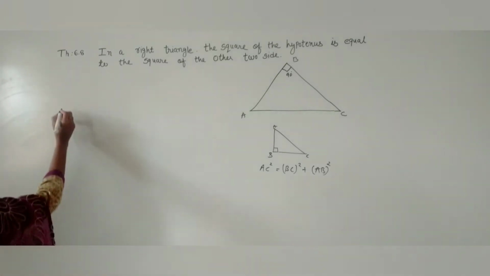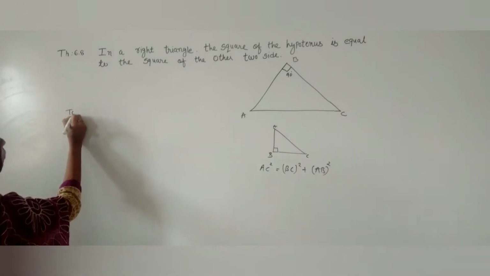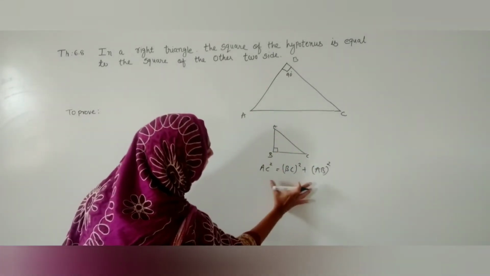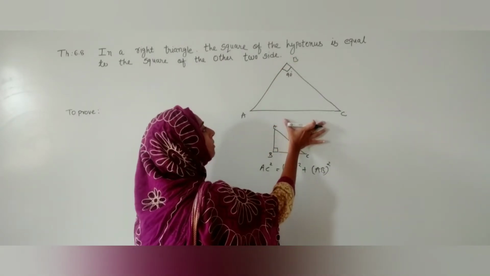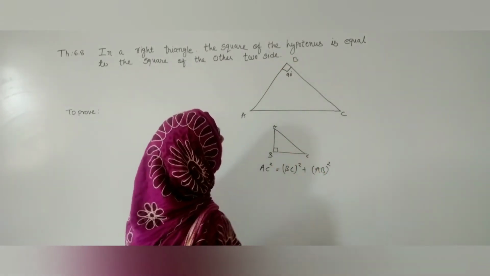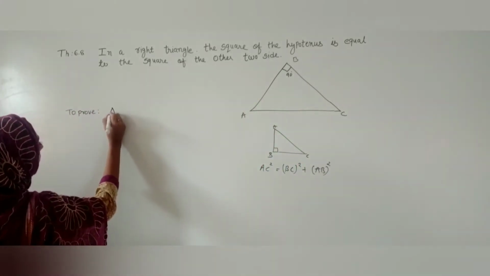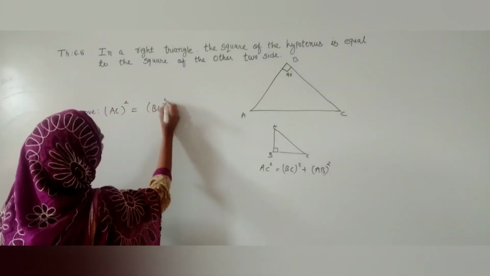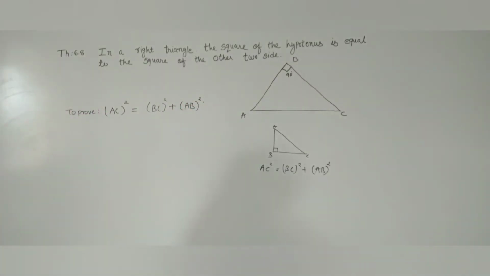So in 'to prove', here I am not writing any 'given' yet. First I am beginning with 'to prove' to clear our concept of what we have to prove. This will be designed according to your figure. If you have taken C over here, your hypotenuse will change, and if you have taken another name, the hypotenuse will change. Here I have taken this, so my hypotenuse will be AC, and its square will be equal to the sum of the squares of the other two sides. So here we have written our 'to prove'.